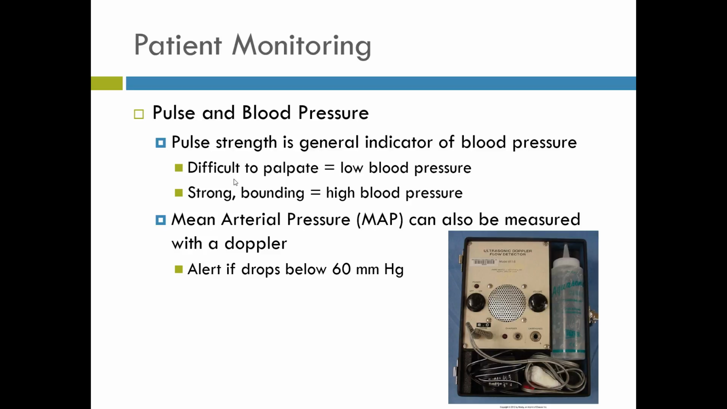Mean arterial pressure, or MAP, can also be measured with a Doppler. We will alert if that falls below 60 millimeters of mercury. We will alert our veterinarian.